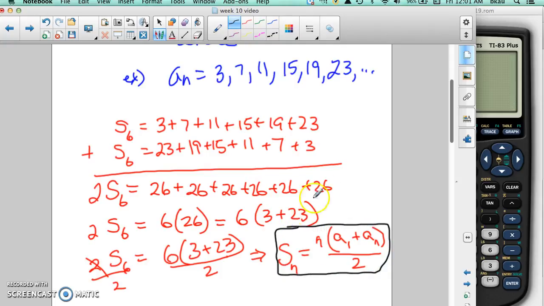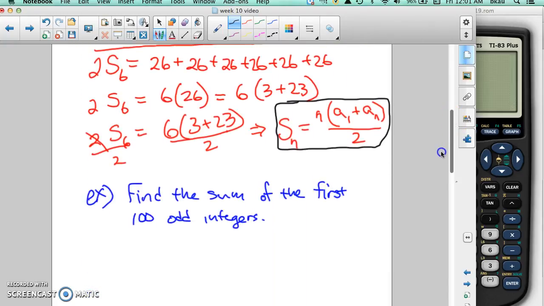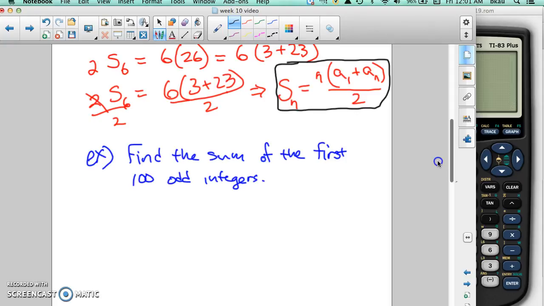Now we're going to use that to find the sum of the first 100 odd integers. We're going to start by writing out the odd integers. I'm not going to write out 100 odd integers, but I need to know what a sub 100 is.